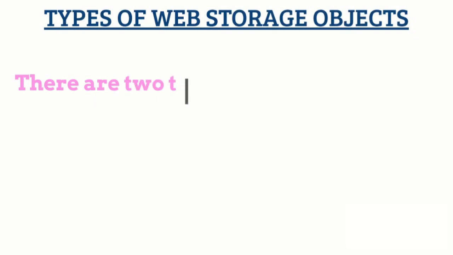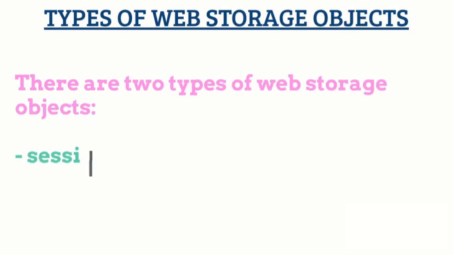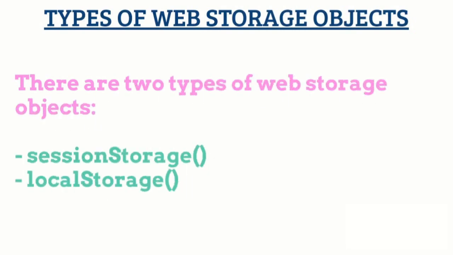There are two types of web storage objects. Session storage, local storage, local versus session. Session storage is destroyed once the user closes the browser. Local storage stores data with no expiration date.